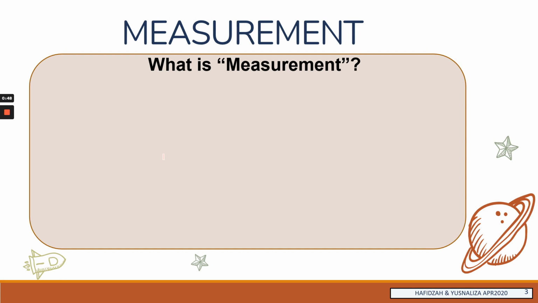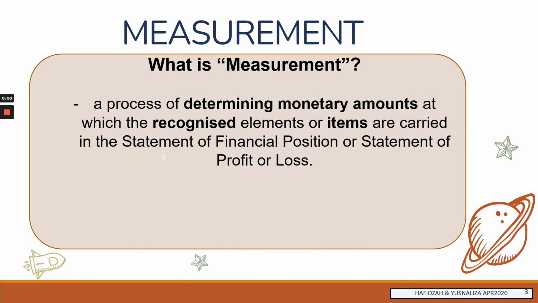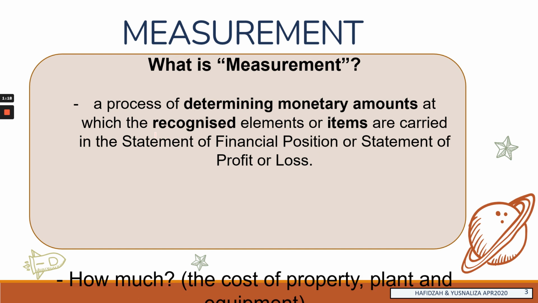What is measurement? Under MFRS 116, measurement follows the definition in the conceptual framework, which is a process of determining monetary amounts at which the recognized elements, here the asset, are being carried or shown in the statement of financial position. If it's not an asset, it becomes an expense, so how do you show that in the statement of profit or loss?